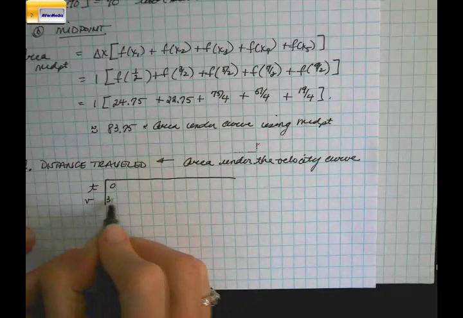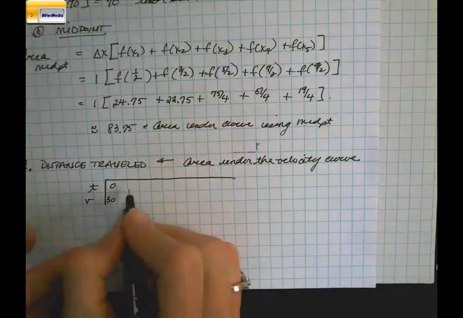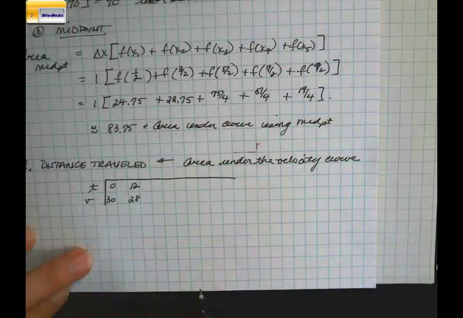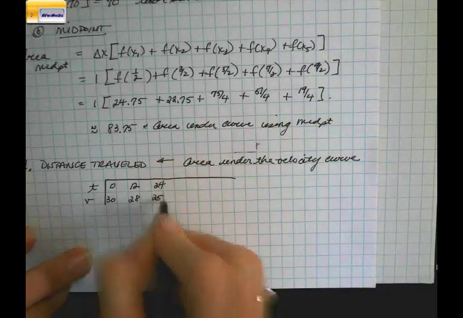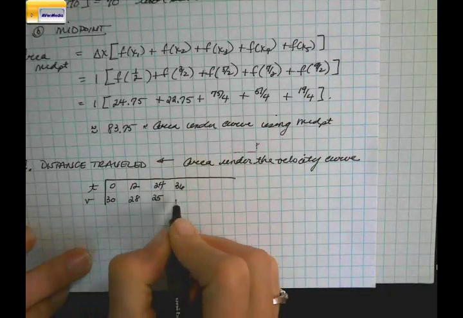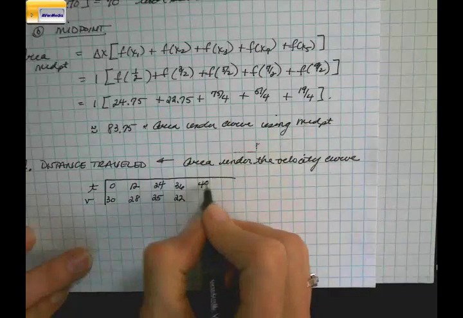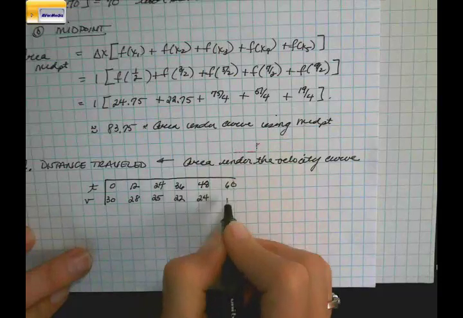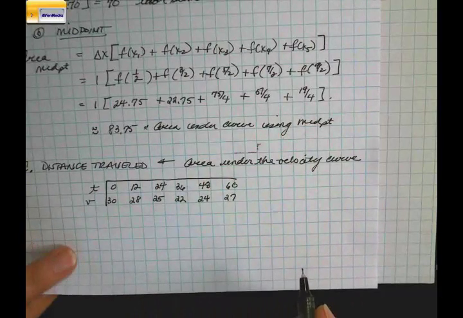So at time 0, say your object is already moving at 30 miles per hour. 12 seconds later, your object has slowed down to 28 miles per hour. 24 seconds in, you're at 25 miles per hour. 36 seconds in, you're at 22 miles per hour. 48 seconds, you're at 24 miles per hour. And then a minute, you're at 27 miles per hour.